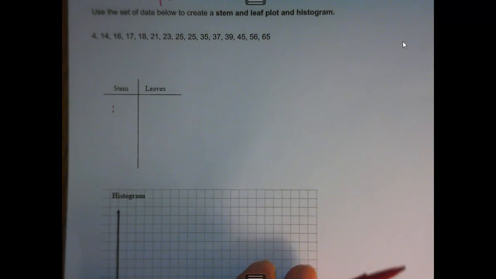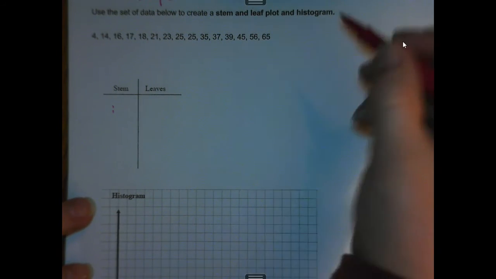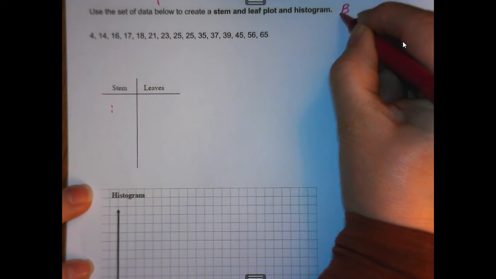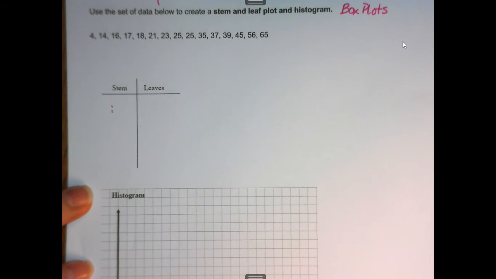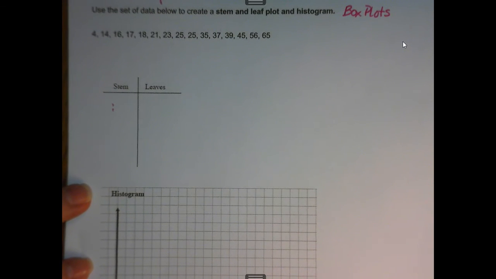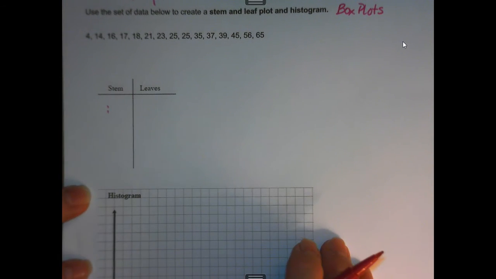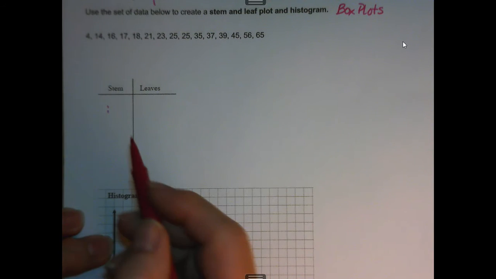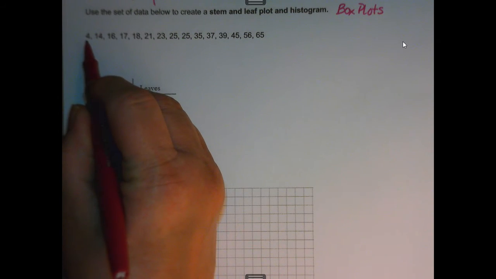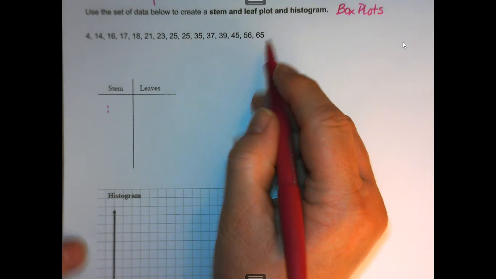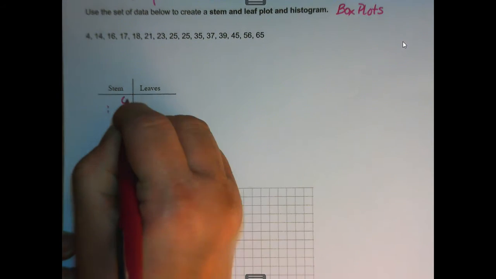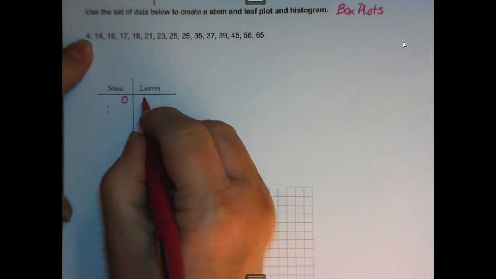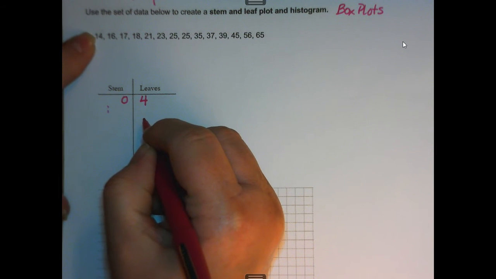And one more day to review our stem and leaf histograms and box plots. All right. Our data for this independent work that you were assigned to do from last time's lesson includes the numbers from 4 up to 65, and it is in sequential order from smallest to biggest. So I'm going to put a 0 here to represent the fact that 4 does not have a tens place.